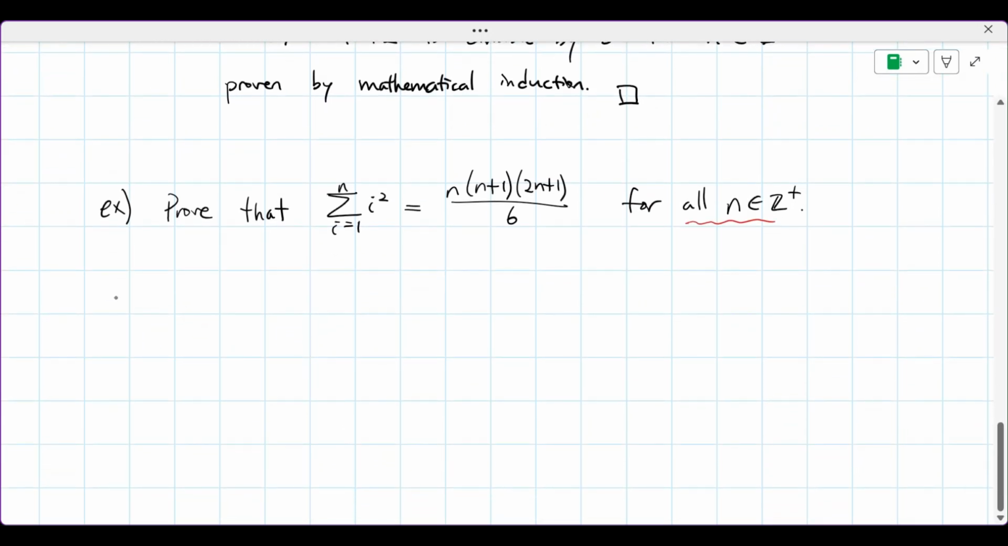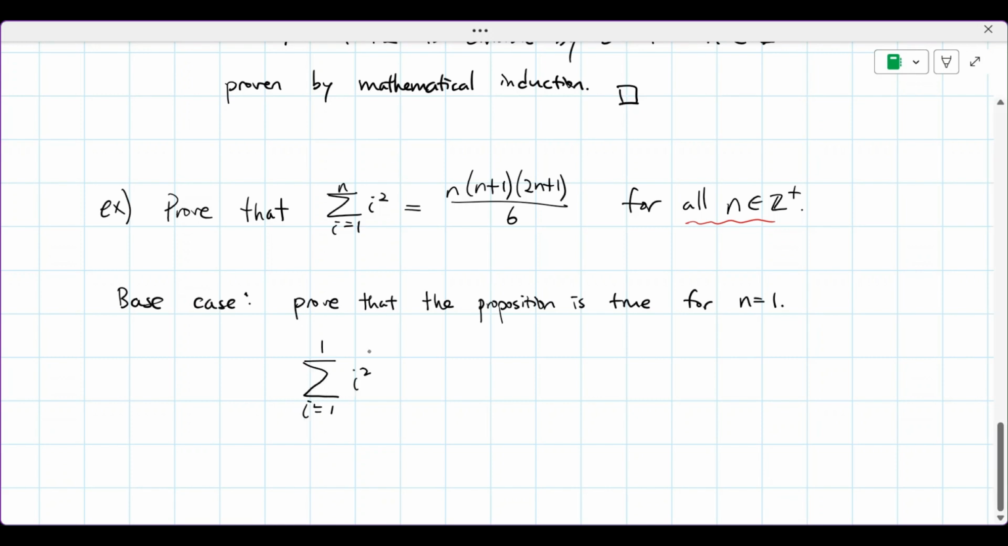So first of all, let's also start with the base case. Prove that the proposition is true for n equals 1. So let's replace this entire expression with n equals 1. So that's going to be the sum of i squared from i equals 1 to 1 is equal to 1 times 1 plus 1 times 2 times 1 plus 1 divided by 6.